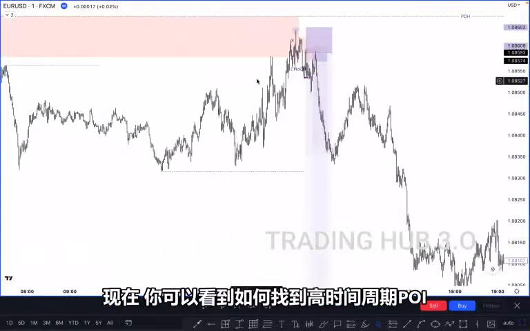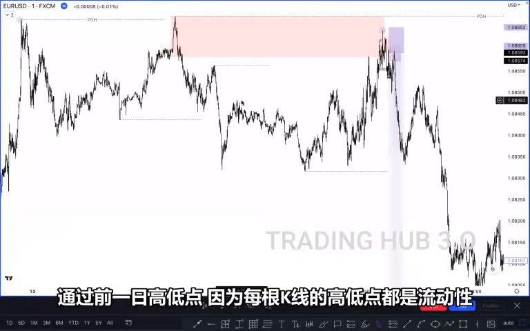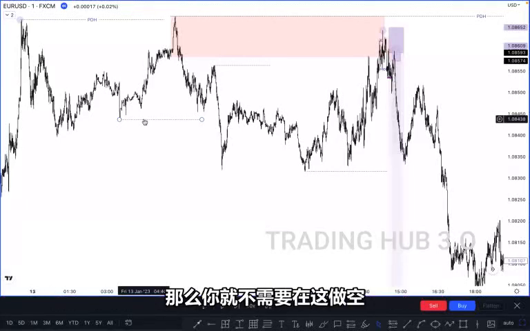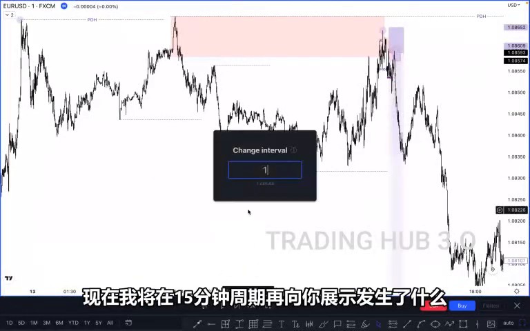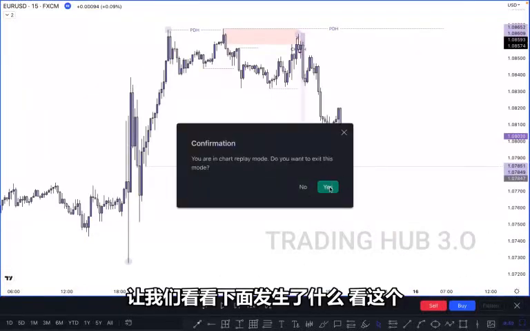Now you can see how you can actually find the PY in a higher time frame using the previous day candle high and low, because every candle high or low acts like liquidity. If the market does not break this low and this is not a confirmed change of character, then you don't need to sell here. And now I'm going to show you exactly what happened here in a 15-minute again.